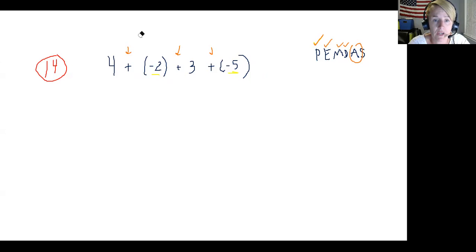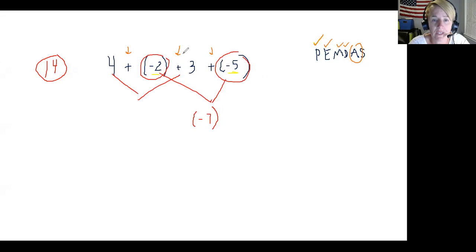I have a negative 2 and a negative 5, so I could sort of put those together first. A negative 2 and a negative 5 would combine for a negative 7. Okay, and then I have a 4 and a 3.